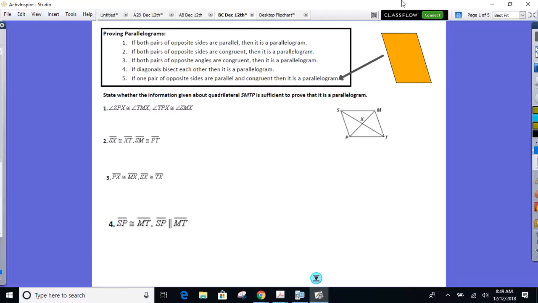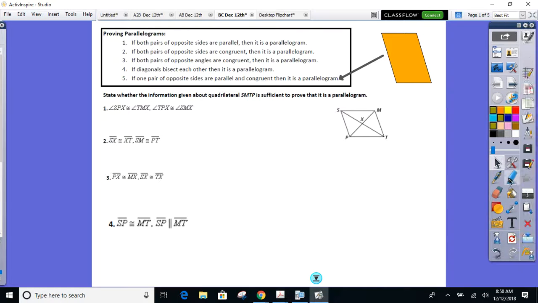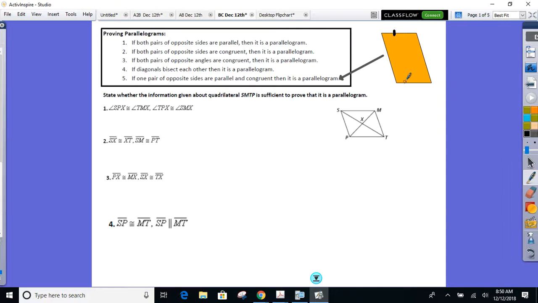All right, take a look at number 5. This is a special way to prove a parallelogram. Special case: if you can show your quadrilateral has one pair of opposite sides congruent and that same pair are also parallel, you have yourself a parallelogram. Please be aware of this special case, number 5.